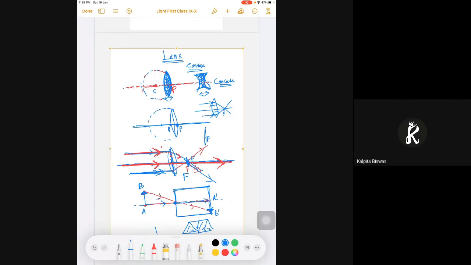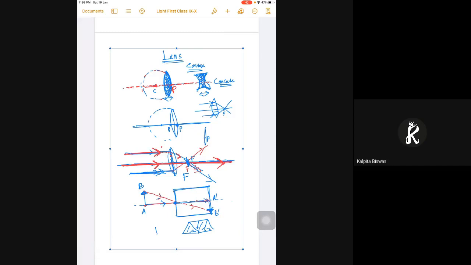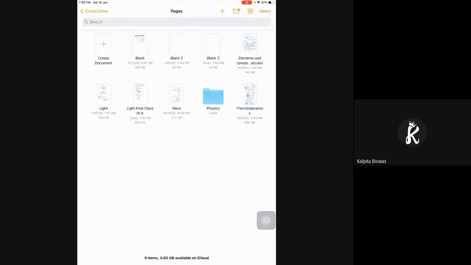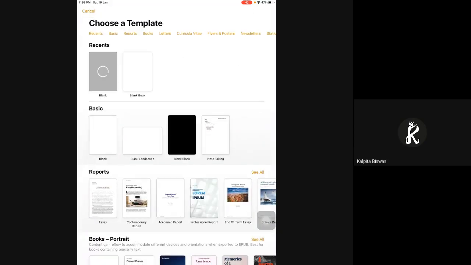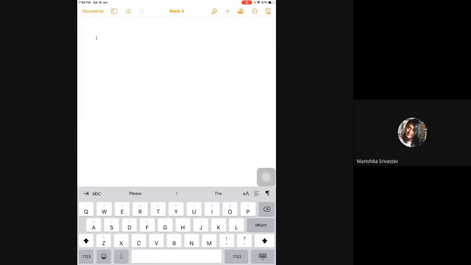So using these 3 points, we will draw a simple light ray diagram, and then we'll try to derive the conventional lens formula, and we'll see how it is coming. If you understand this part, then the remaining part is pure geometry. I'll just come to that. So let me open a blank page. Let's draw it quickly.